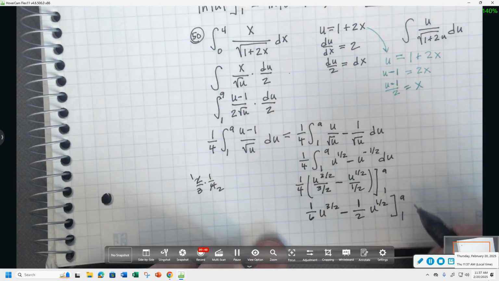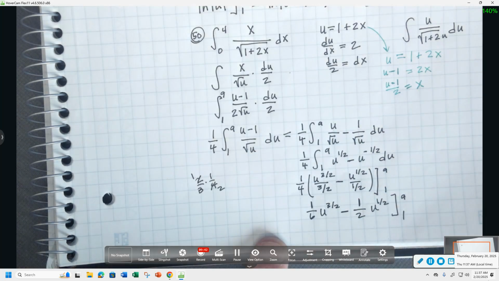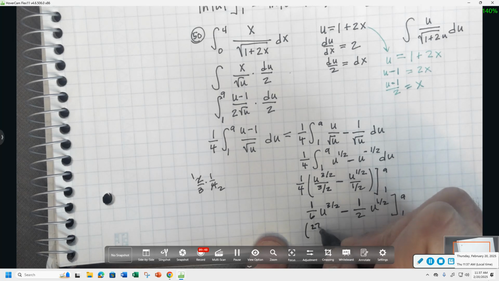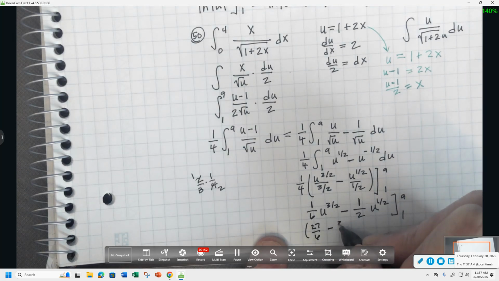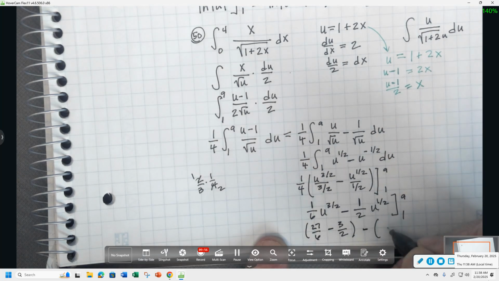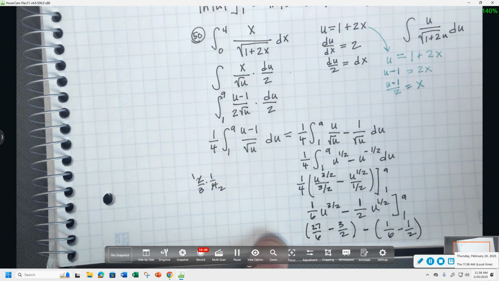Okay, I put 9 in. 9 to the 3/2 power. I'm going to take the square root, I'm going to get 3. I'm going to cube that, get 27. 27 over 6. Put 9 in here, get 3/2. Square root of 9 is 3. When I put 1 in, I get 1/6 minus 1/2.